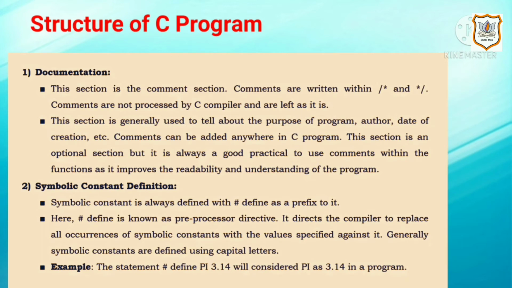Second one is a symbolic constant definition. Symbolic constant is always defined with a hash define as a prefix to it. Hash define is known as pre-processor directive. It directs the compiler to replace all occurrences of symbolic constants with the values specified against it. Generally, symbolic constants are defined using capital letters. Example, the statement hash define pi 3.14 will consider pi as 3.14 in a program.